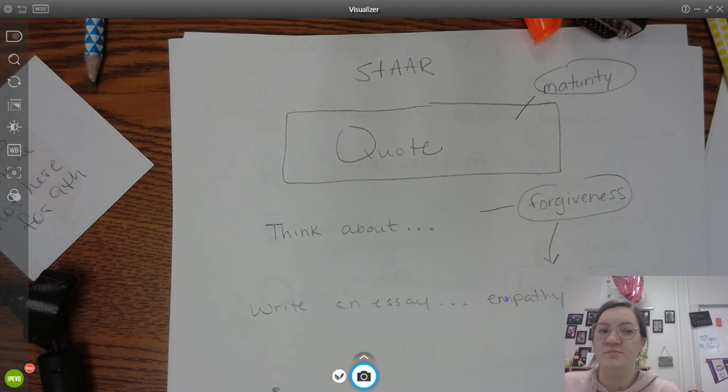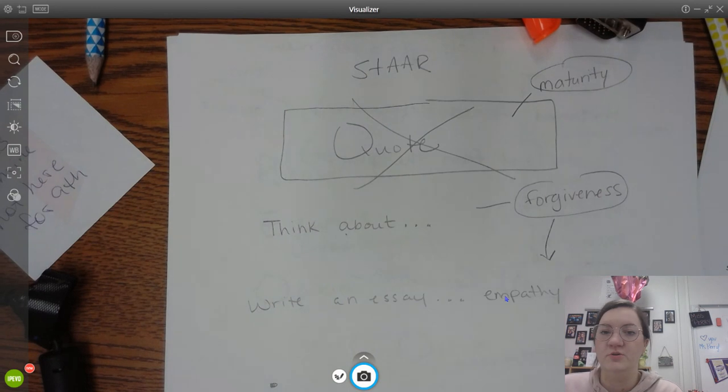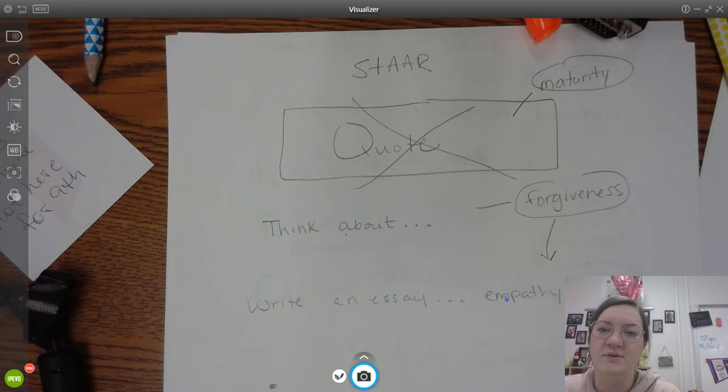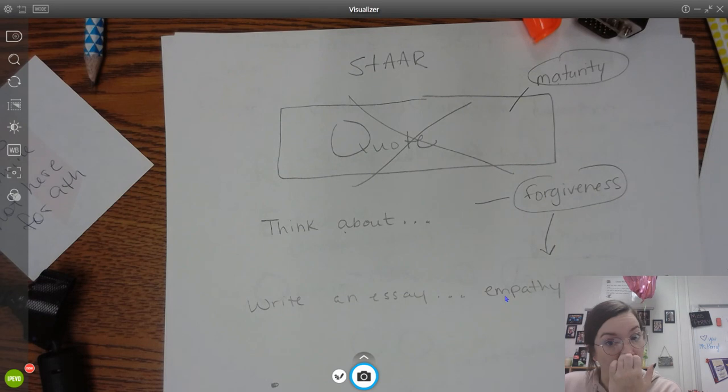And if you write off prompt, your essay doesn't get scored. So you get a 0. So you'll lose 16 points on your grade. And so what I like to teach kids to do is to completely ignore the quote. It's just to get your brain pumping, and you guys are in honors class. You don't need a quote to get your brain pumping about a topic, right? And if you write about maturity and don't connect it to these, then you have written off prompt.